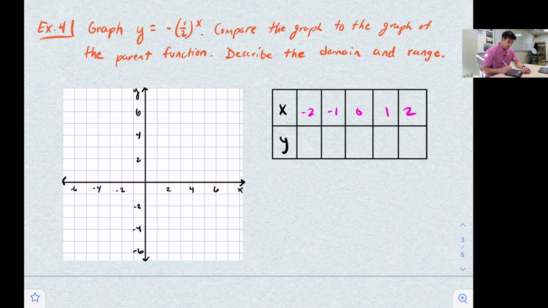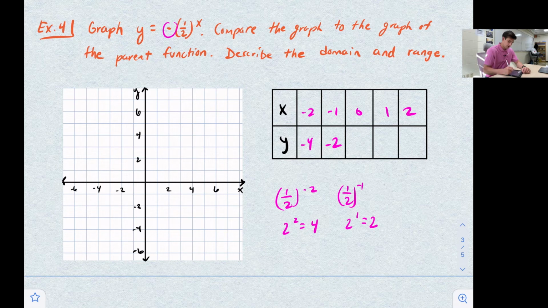All right, now once we plug in, let's go 1/2 to the -2nd power. Okay, that's going to cause that to flip, remember? So this is going to be actually 2 squared, which is going to give us 4. And now we're going to make it negative, so we get -4. Okay, now we're going to do 1/2 to the -1st power. So that's going to become 2 to the 1st, which is 2. Make it negative, so -2.